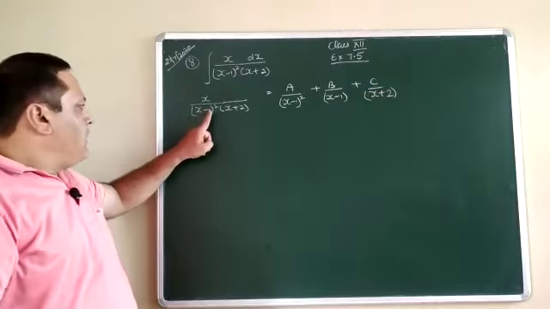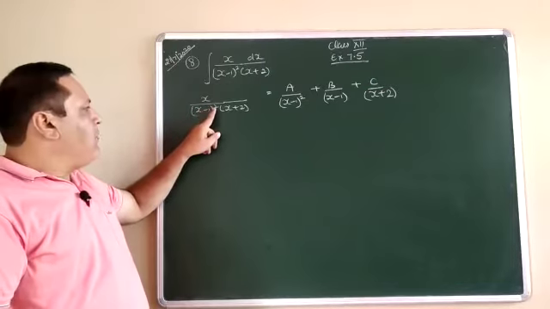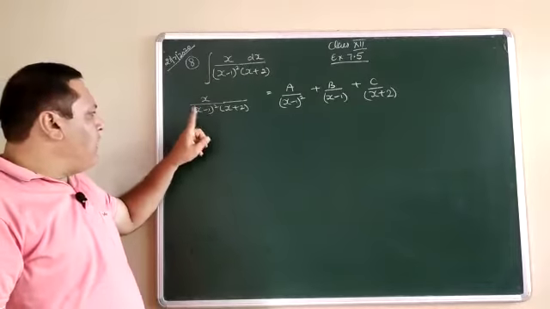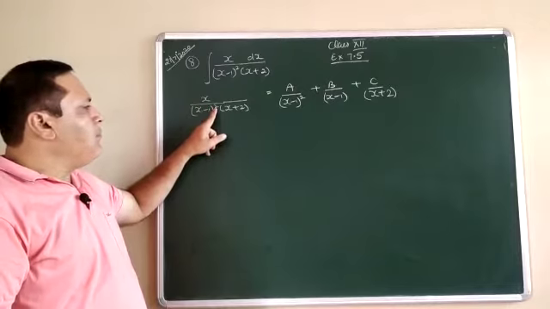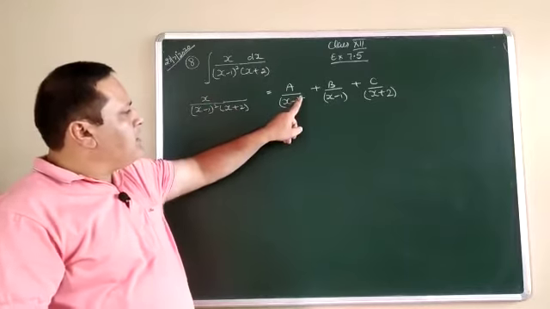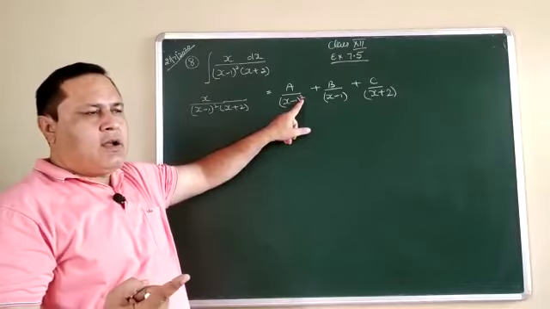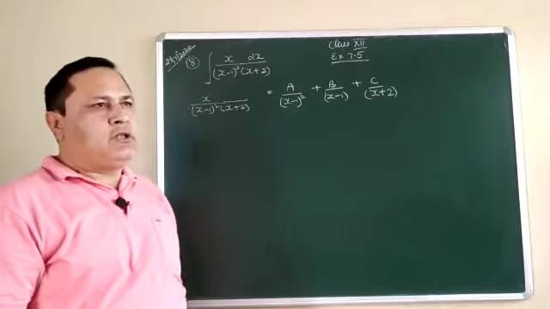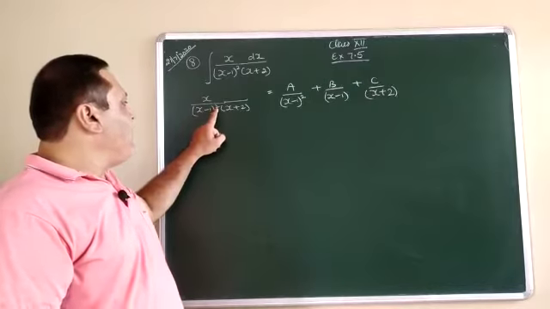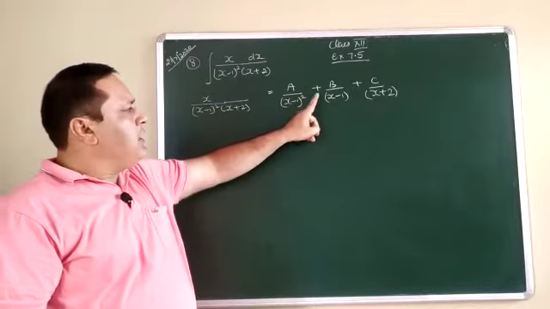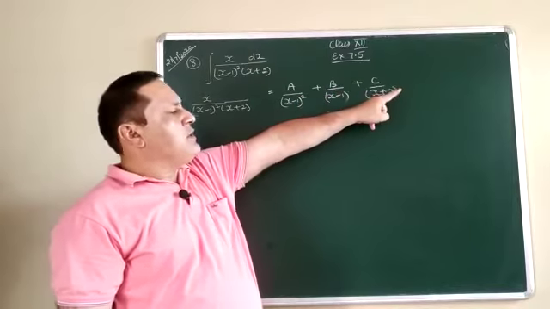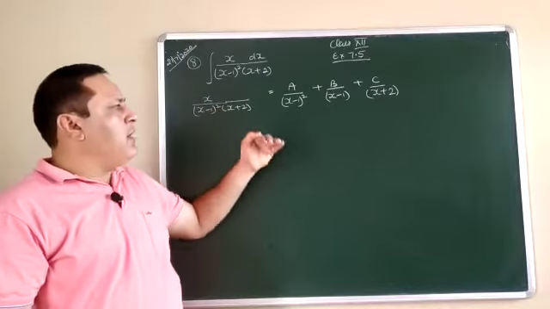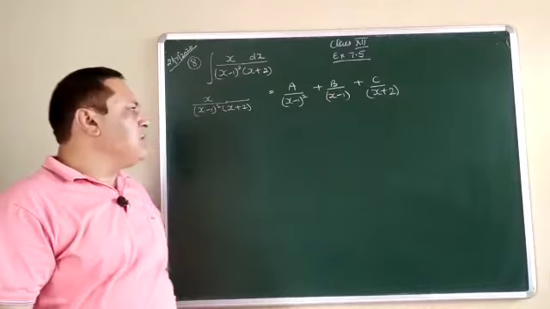First of all, it is a linear factor having a power of 2. Maybe it contains power 3, maybe power 4. So whenever a linear factor contains a power, you start with the same power, reduce one at a time, and when you reach the last power, 1, only then you stop. For example, if power 3 is there, then the first term is power 3, next is power 2, next is power 1. So you start with the given power, reduce one at a time, and reach the last power, that is 1.